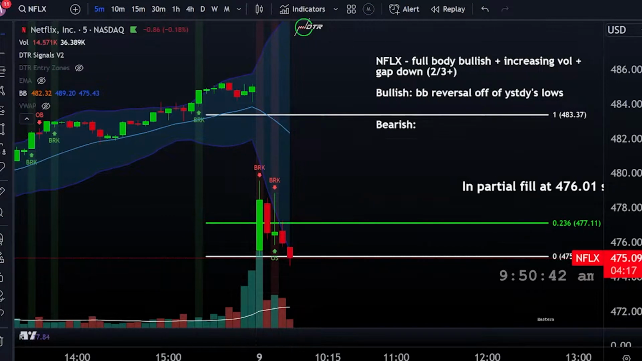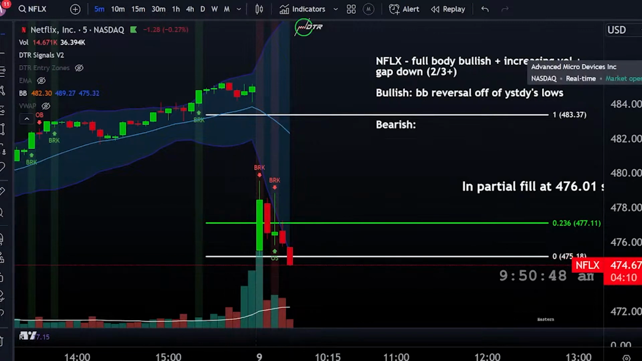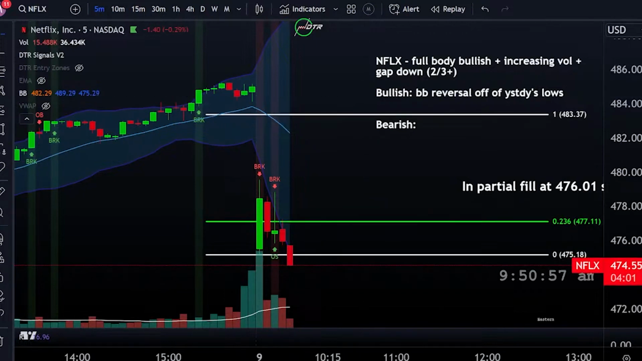Well, that worked out. But it didn't feel right. The way that was moving didn't feel right. I should have gotten out at 377. Instead, I got out at 375.80. So, okay, a little win, but I gave away P&L here.